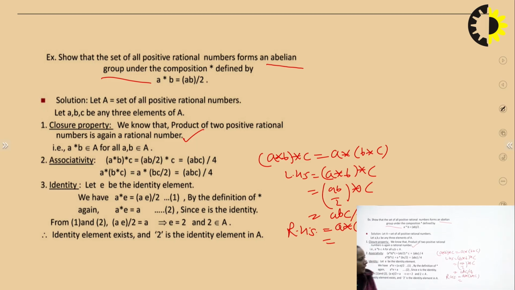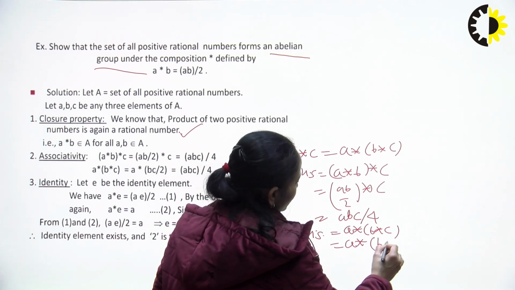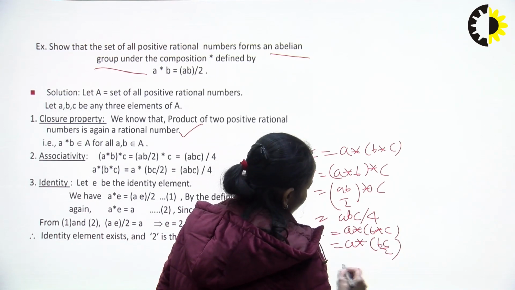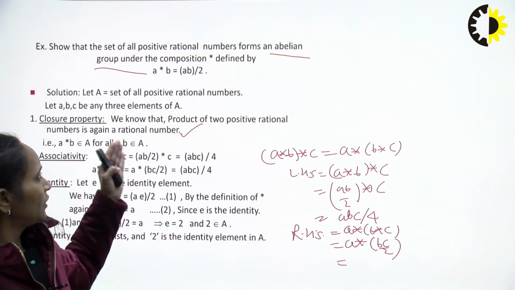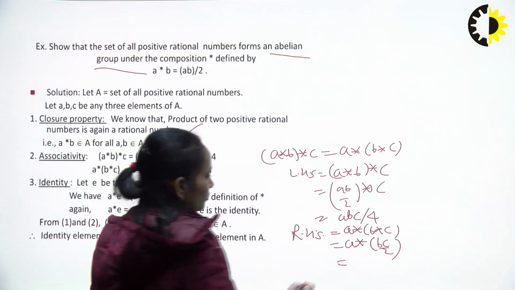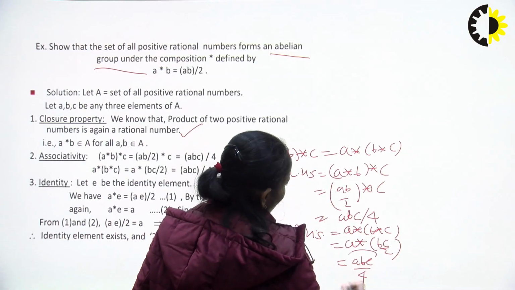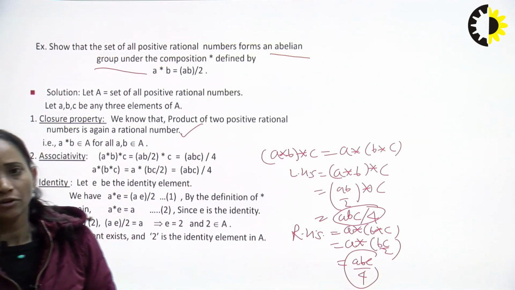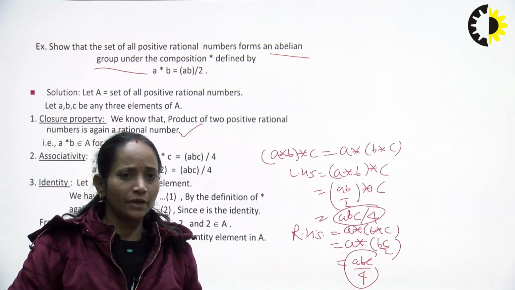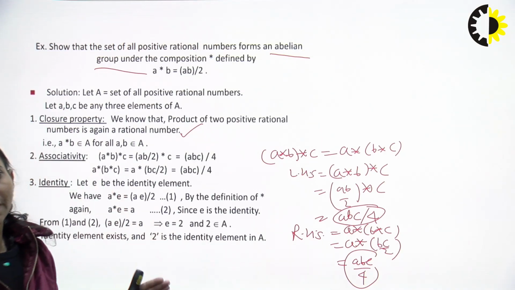So B cross C is B into C divided by 2. So if we solve B cross C, this is BC divided by 2. Again, first element cross second element. The definition is first dot second divided by 2. This is ABC divided by 4. So here the left hand side value is ABC divided by 4 and the right hand side value is also ABC divided by 4. So we can say that the associative property exists.